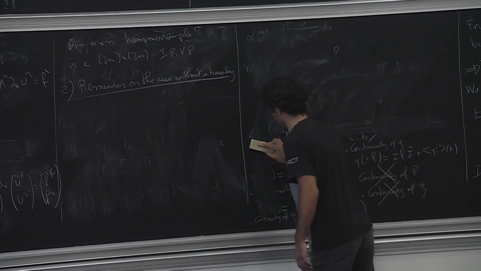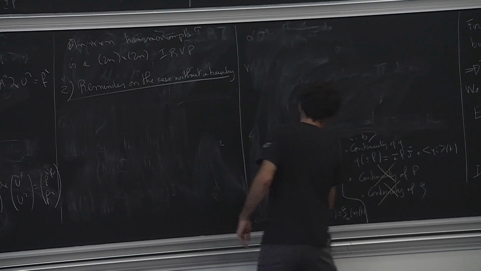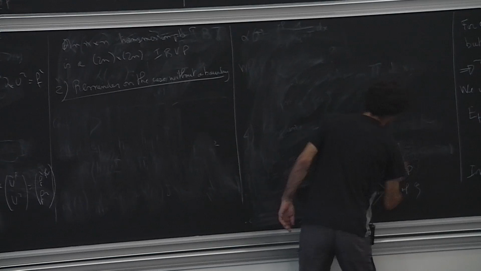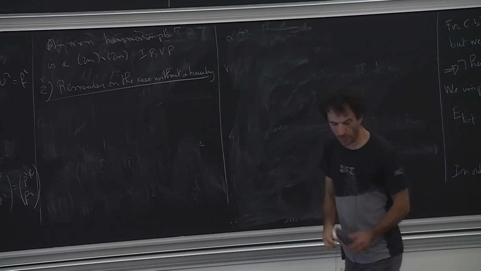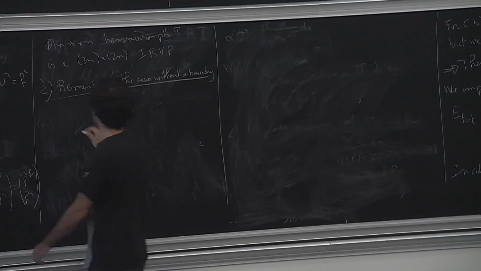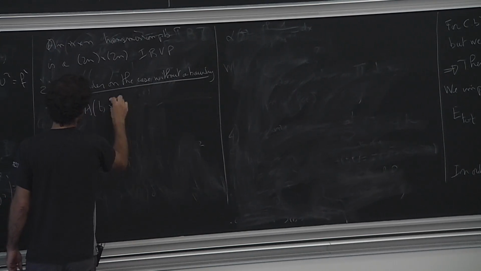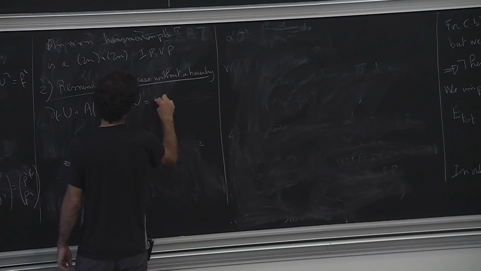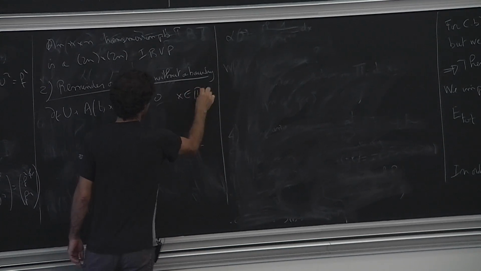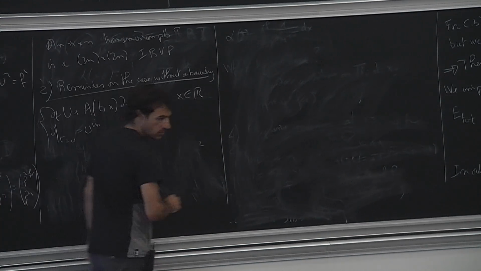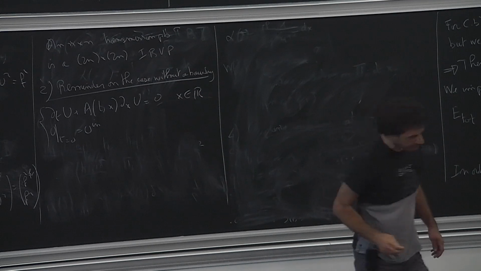So here I forgot about the boundary. I consider the problem on the full line. So ∂t u plus A(t,x) ∂x u is equal to 0 for x in the full line, and I take u at t equal to 0 is equal to u_0. So this is just the Cauchy problem.